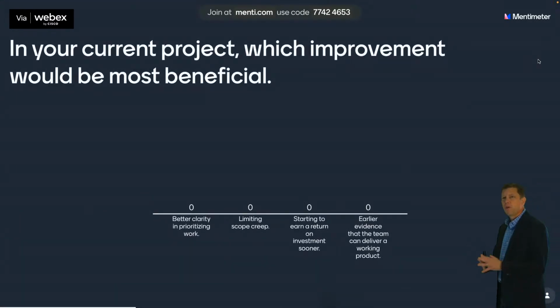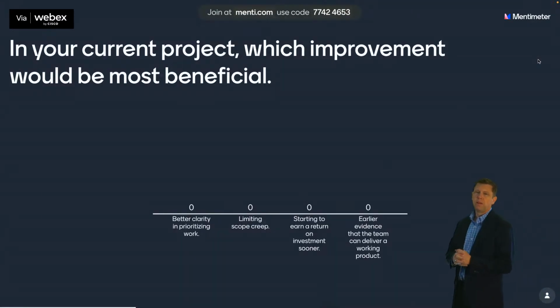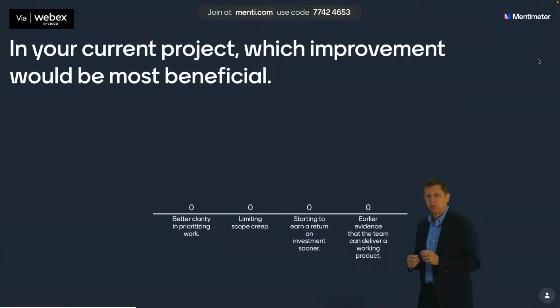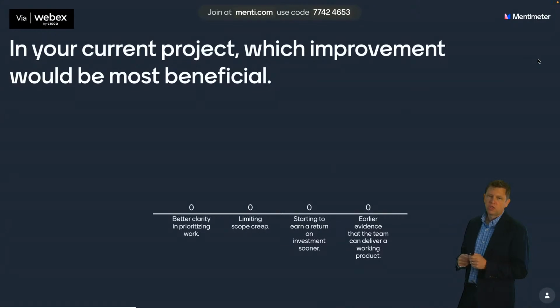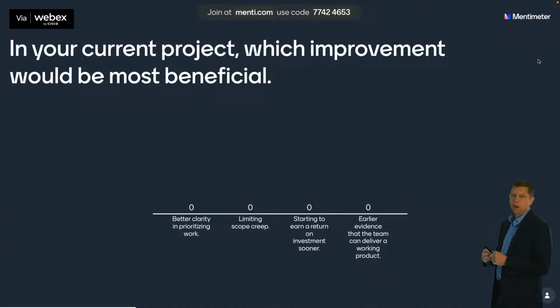Okay, so in your current project, which improvement would be most beneficial? Just a question, like I said, no right or wrong answer here, but would it be better clarity in prioritizing work? Would it be limiting scope creep, starting to earn a return on investment sooner, or earlier evidence that a team can deliver a working product?